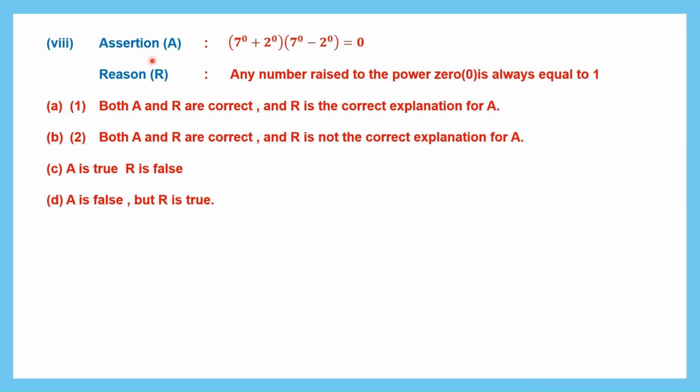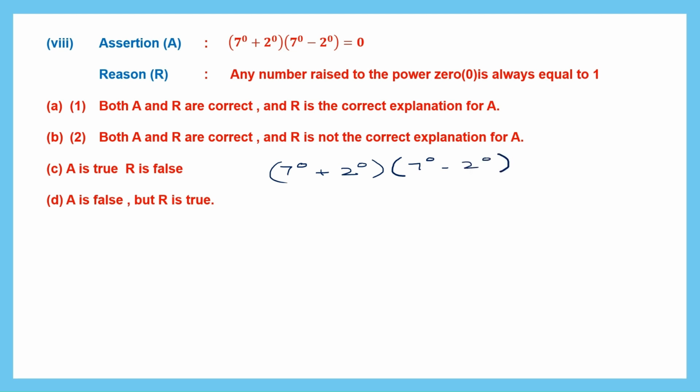Question 8, another assertion reason question. Let's analyze assertion A. So here it is 7 raised to the power of 0 plus 2 raised to the power of 0 into 7 raised to the power of 0 minus 2 raised to the power of 0 is equal to 0. Let's calculate that and see. So 7 to the power of 0 plus 2 to the power of 0 multiplied by 7 to the power of 0 minus 2 to the power of 0.